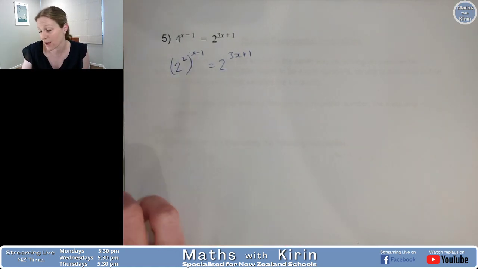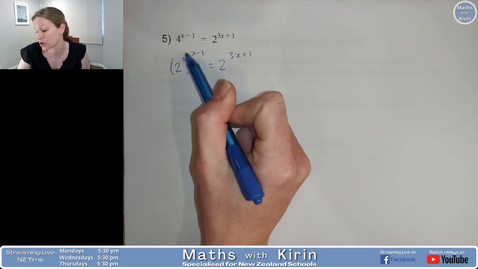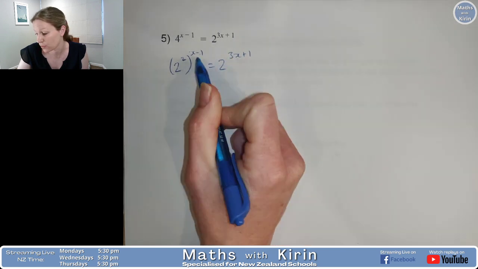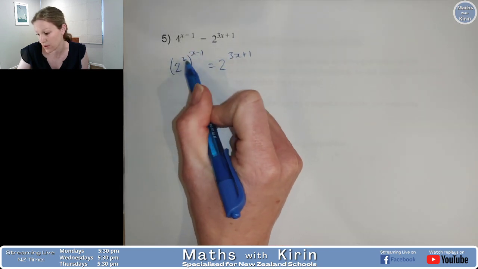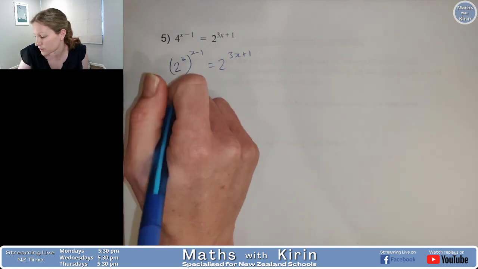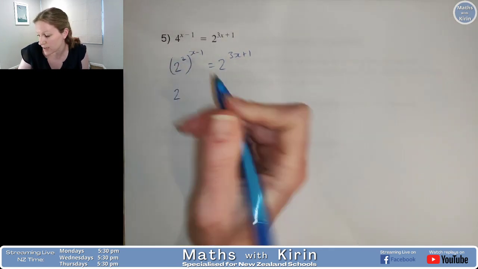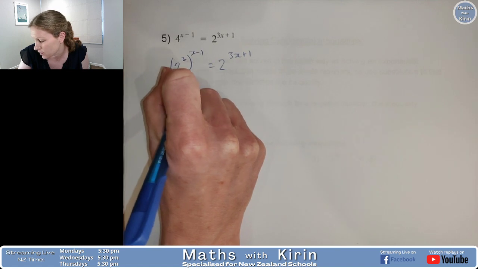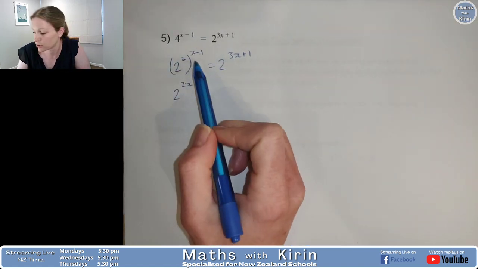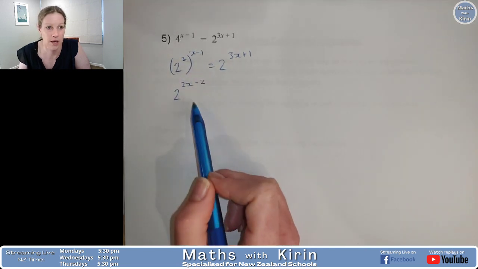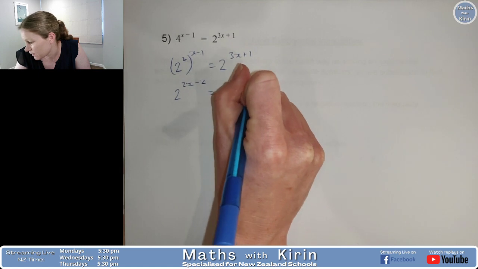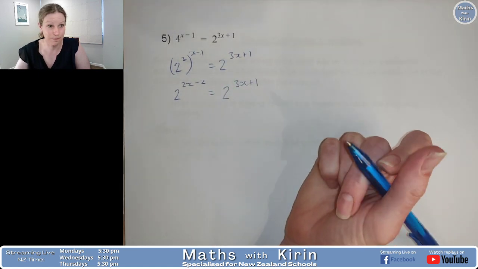Okay, now we know using our other algebra rules that if we have a power to a power, we multiply those powers together. So we're going to create 1 power by multiplying that 2 by x minus 1. So our 2 is still the base. 2 times x is 2x, and 2 times negative 1 is negative 2. Remember, we're multiplying 2 by all of x minus 1, so we get 2x minus 2. And our right-hand side is still the same.